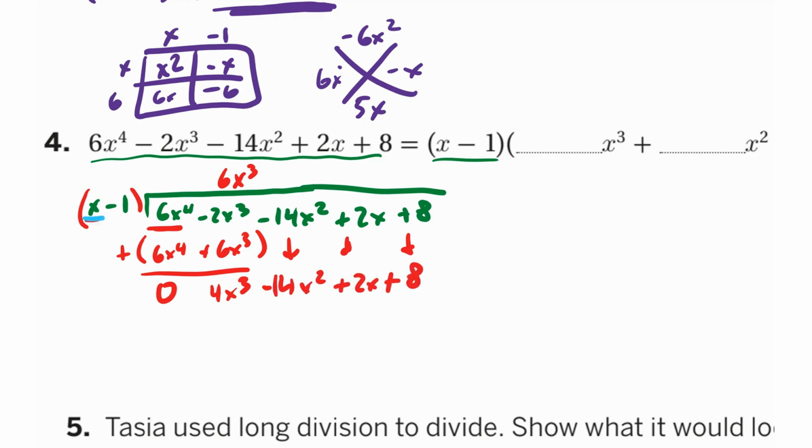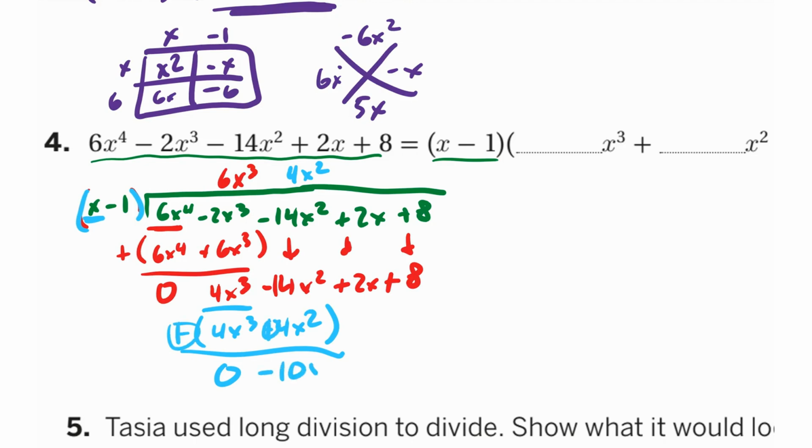Next thing I'm looking for, x times what is 4x cubed? Well, that would be 4x squared. Multiply 4x squared times x minus 1. That would be 4x to the power of 3 minus 4x squared, and we subtract. This becomes 0. Negative 14x squared minus a negative 4x squared really becomes adding, which leaves me with negative 10x squared. Bring down the next 2 pieces, which is positive 2x and plus 8.